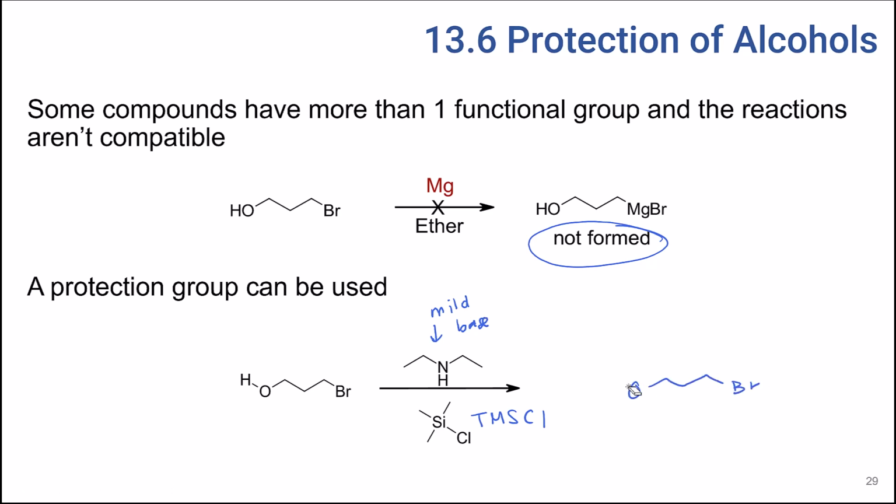So instead of having a hydrogen on this alcohol, we're going to add this trimethylsilane. Because we put this TMS group on that oxygen, any other reagents that normally would react with an alcohol can't see it or feel it. So the alcohol is in disguise.